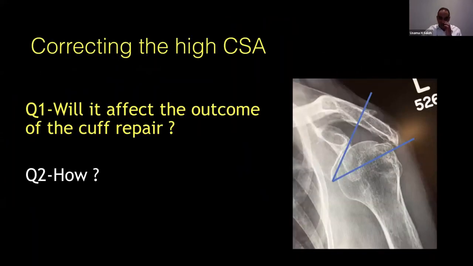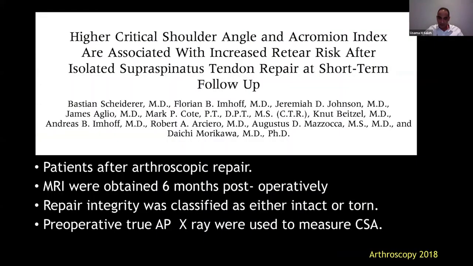That's biomechanically, but what about the correlation of this with our clinical practice? There are two important questions we ask for this. If we correct this critical shoulder angle, will it affect the outcome of our cuff repair? And the other question, which is easier than the first question, is how can we correct this critical shoulder angle?